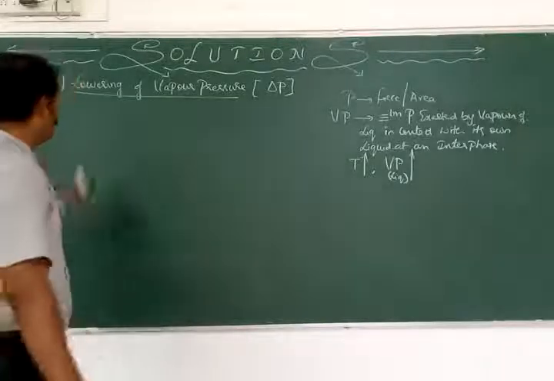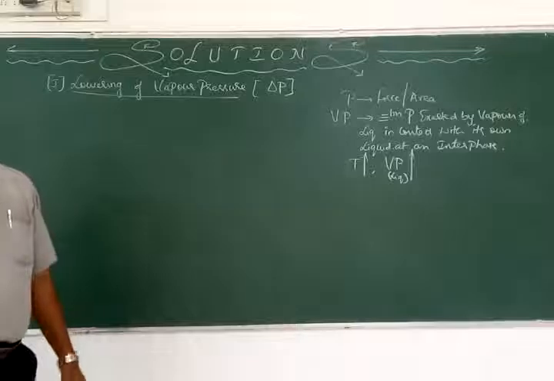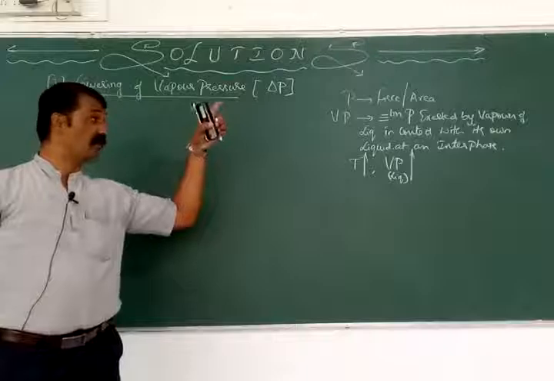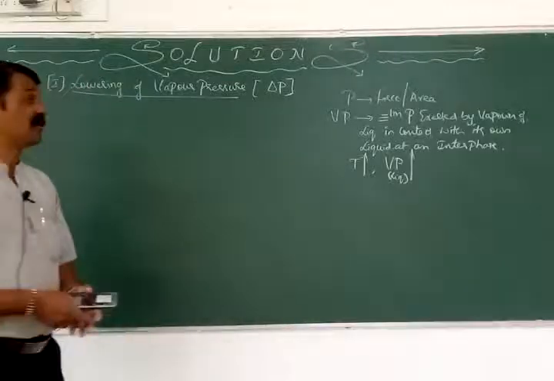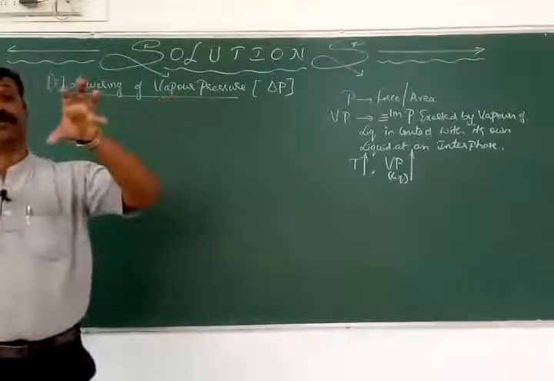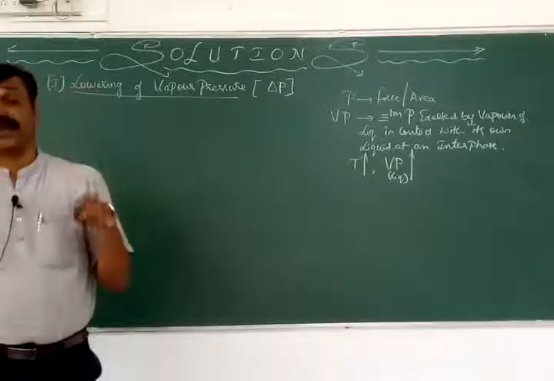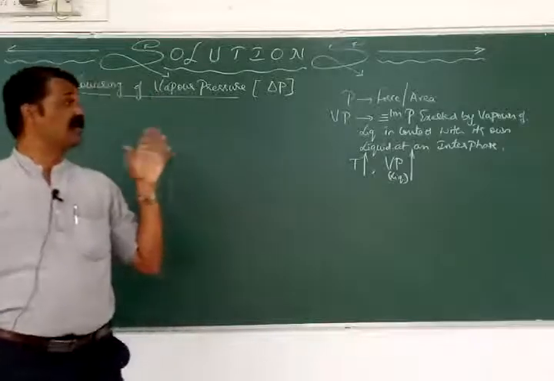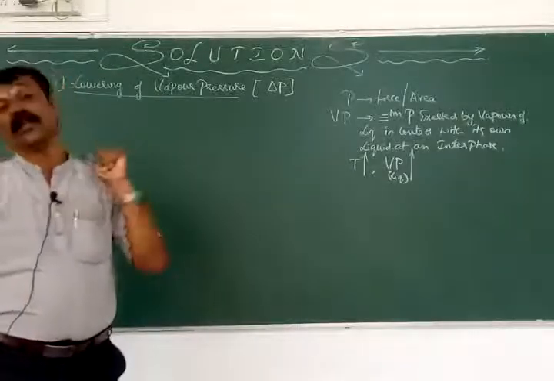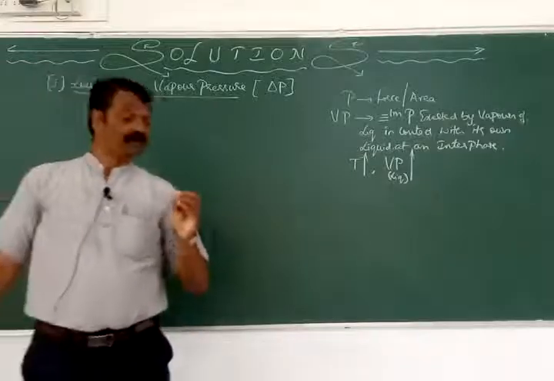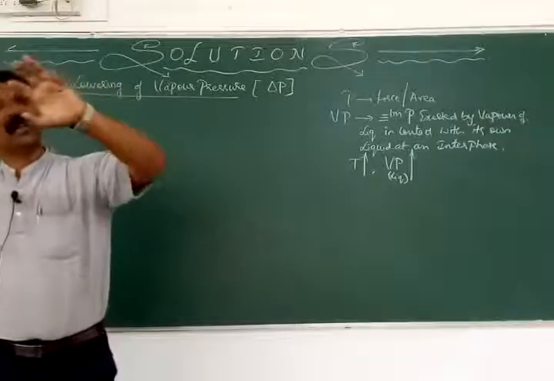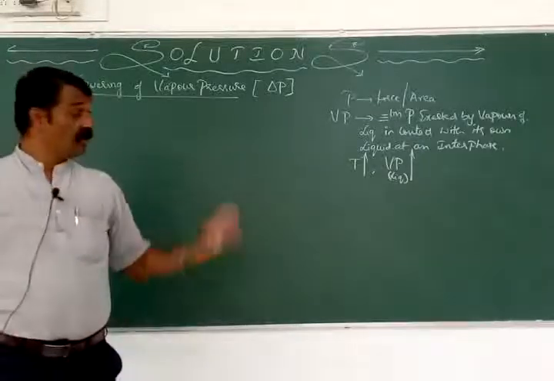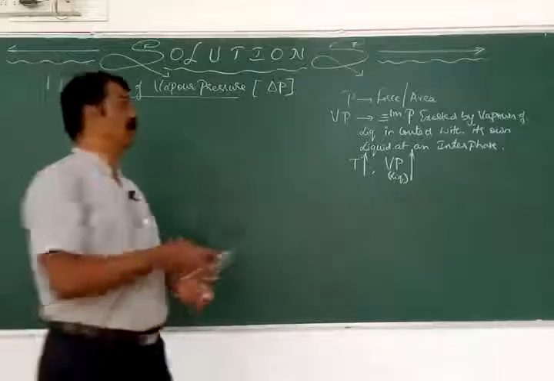Now, what is the lowering of vapor pressure? First we have to be very familiar with these two pressures. What is pressure, and what is vapor pressure? What is pressure first? It is a force acting on a system per unit area. What is vapor pressure? An equilibrium pressure exerted by the vapors in contact with its own liquid at the junction, also called the interface, where the rate of vaporization of the liquid is exactly equal to the rate of condensation of its own vapors.